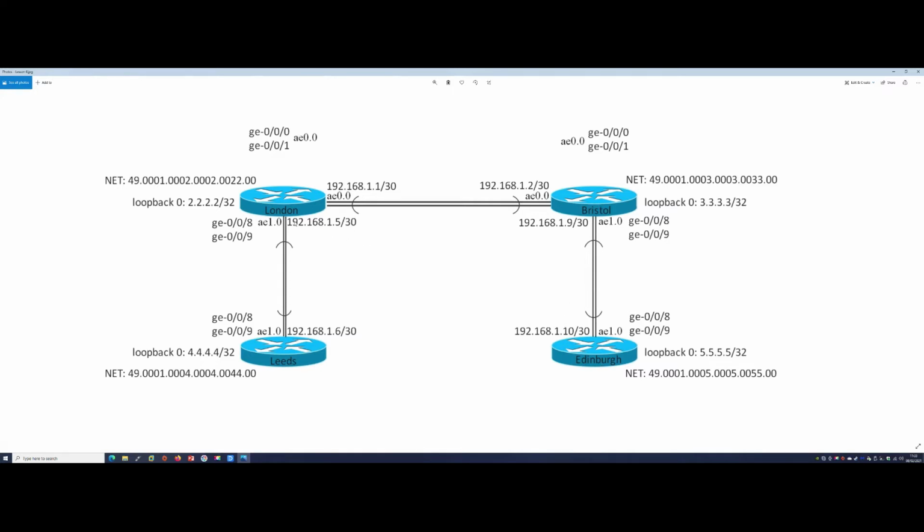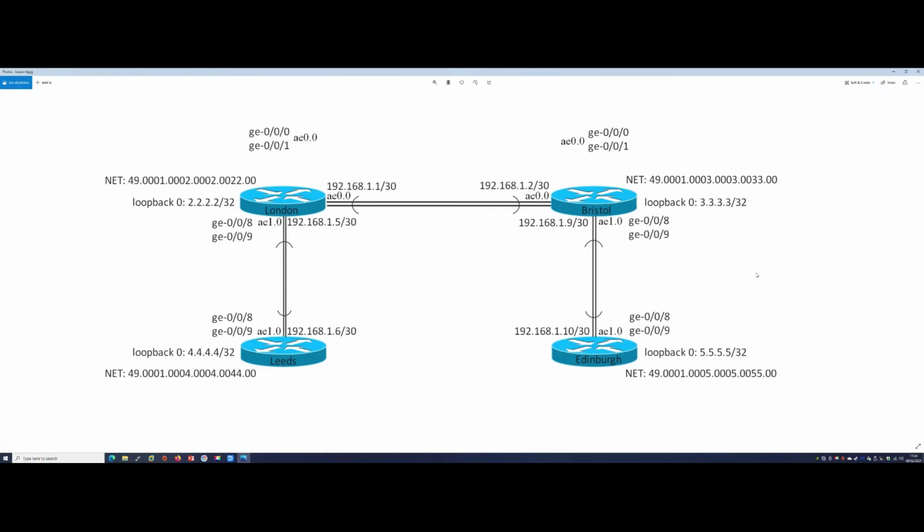Our /30s are all separated here into their corresponding networks, and our NET addressing will be consistent with what we just discussed in the presentation, of the 49 being the private network, the 1 being the area, the next 3 sets of 4 digits will be the loopback address, and the end 2 basically is 00. It's nearly always a 00. It means this node.